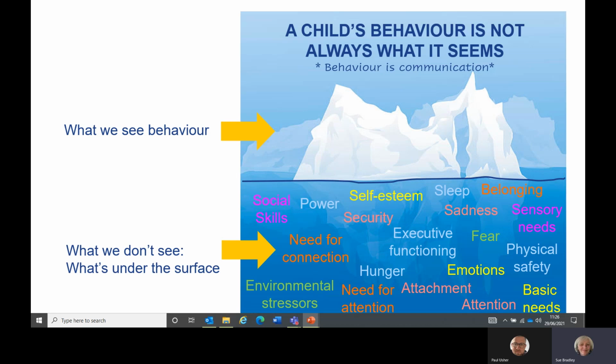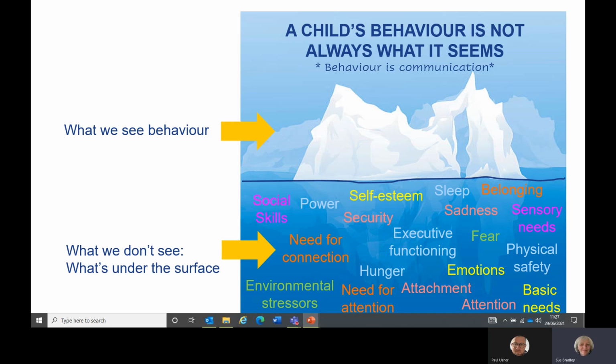This graphic shows a child's behaviour is not always what it seems. If we think of an iceberg and what's above the waterline, that's actually what we're seeing as the behaviour, i.e. anger. Underneath the waterline are things happening that we can't see.